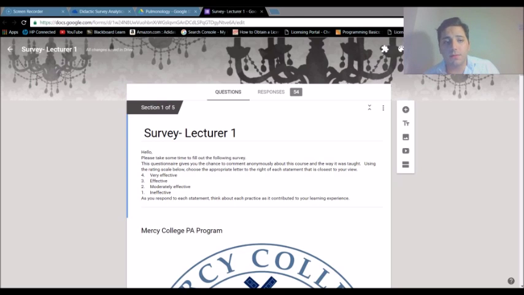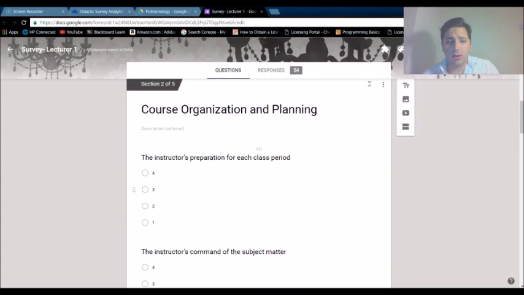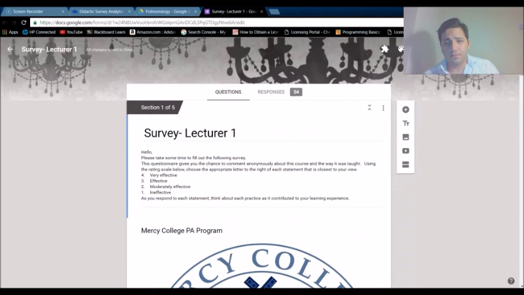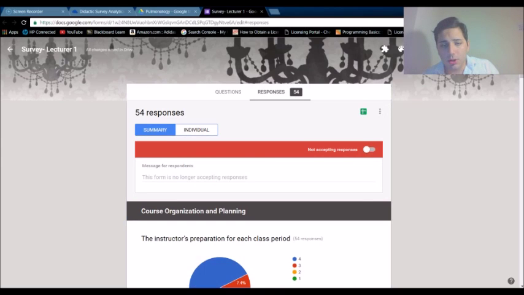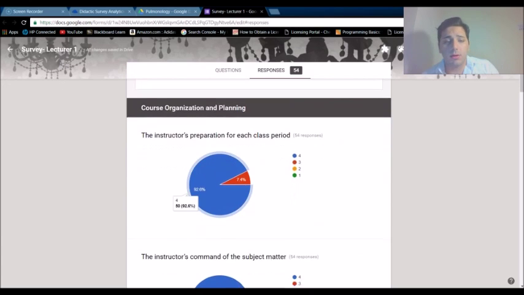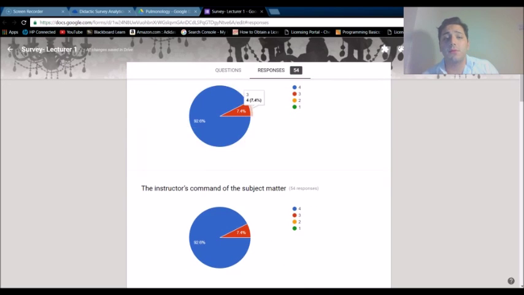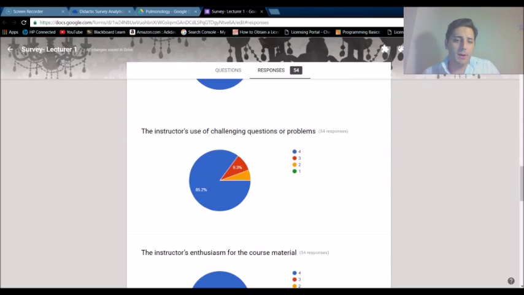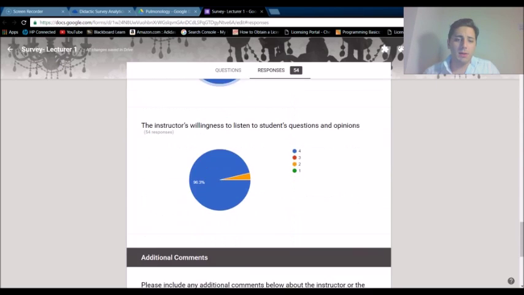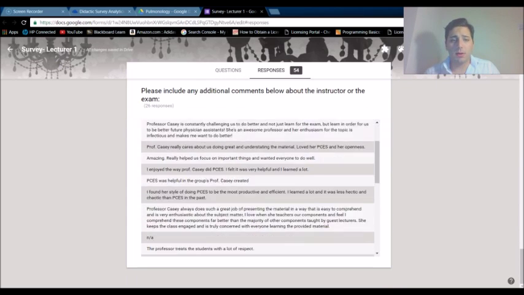This is a survey for lecturer one. We used a Likert scale. Basically, that is a scale such as how good it was, 1 through 4, so this is a Likert scale out of 4. We have 54 responses. Google is already giving us the visualization on relative frequency, so you see how many people said 4, 3. There's no 2 and 1 here. It's a good tool. If we go down here are the comments.